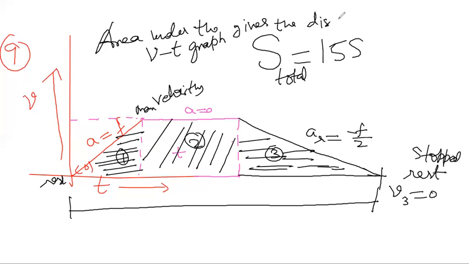Displacement, or you can say distance also; here we can say both. Only in the VT graph, the area under the VT graph gives the distance covered. Understand? Is that clear? Means displacement. Now, how to do this type of problem?